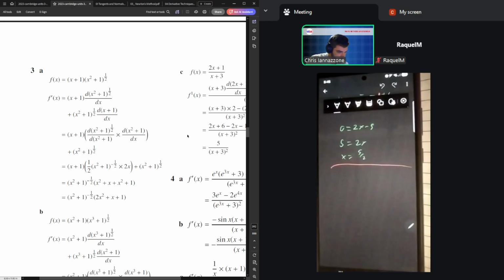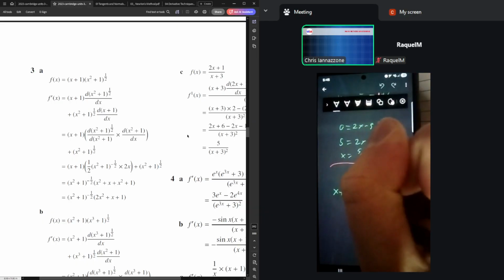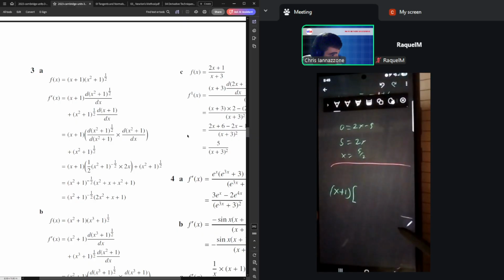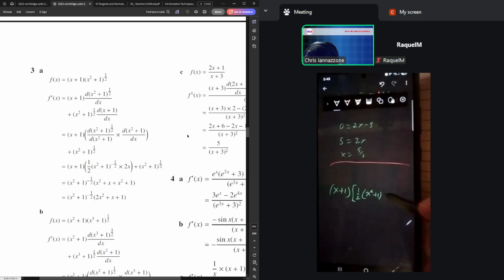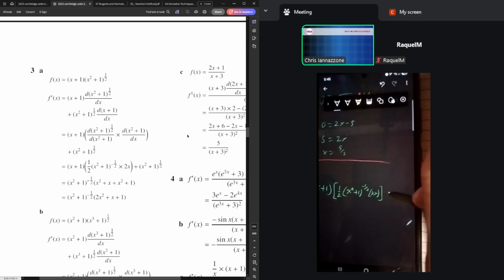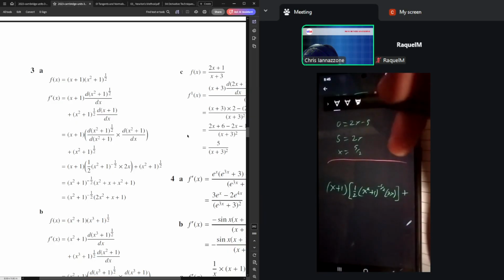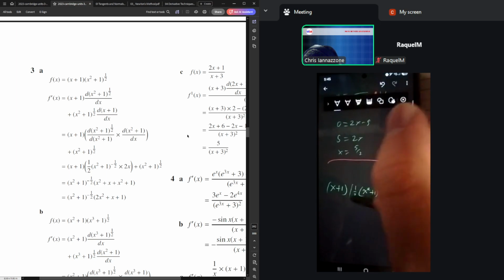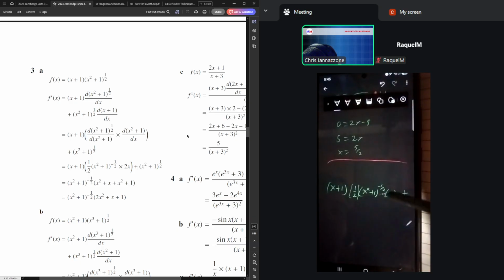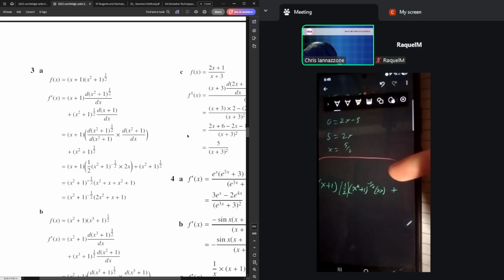Okay. We had (x + 1) to the power of a half, squared plus 1, to the minus half. There was also a 2x. And then there was a plus. In fact, maybe this set of brackets here is a bit redundant, because this is all multiplication anyway, so that might just be a cause of confusion perhaps.